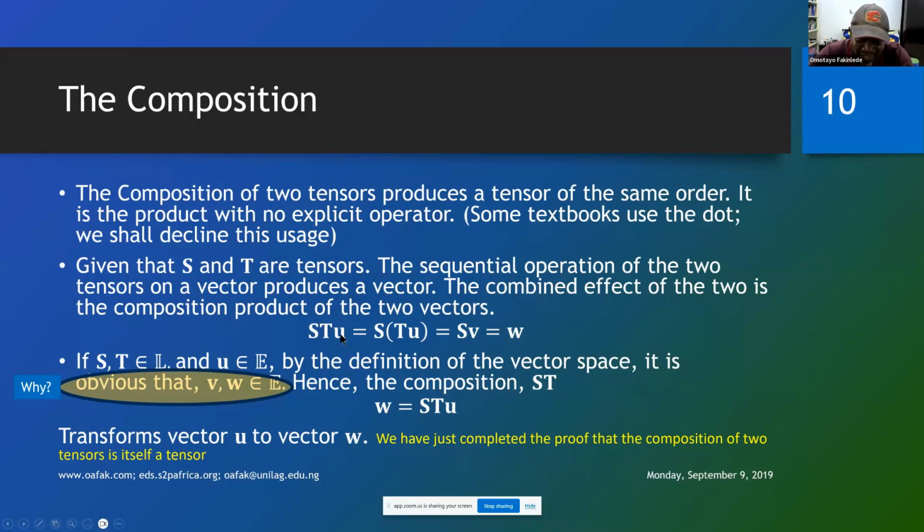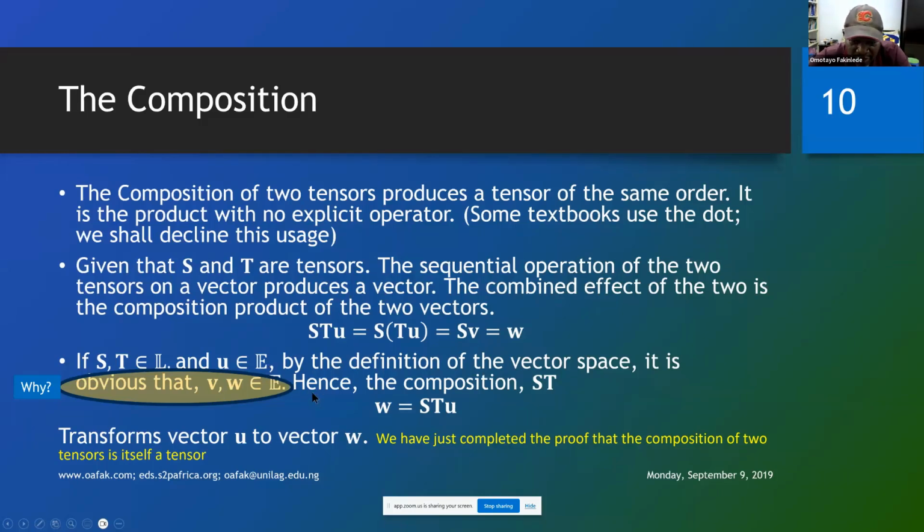STU is the same thing as the result of S operating on the result of TU. If the result of TU is V, then it is written as SV. And if the result of S of V is W, you have all of this. That is, if S and T are tensors and U, V, and W are vectors. By the definition of the vector space, it's obvious that V and W are vectors.